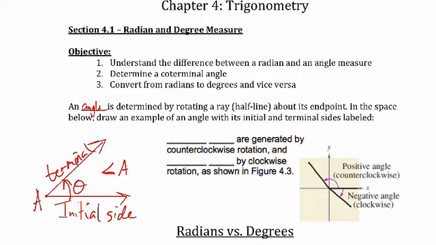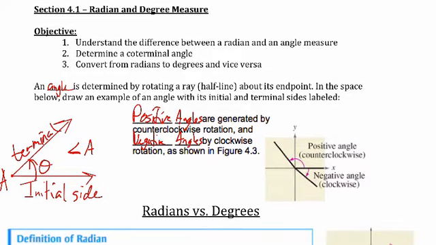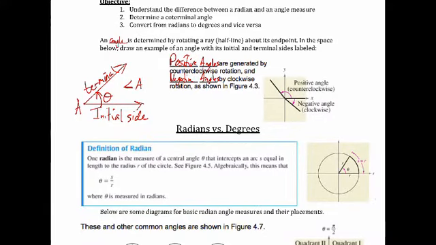A couple different things. Positive angles are generated by rotating counterclockwise, going the opposite of a manual clock. Negative angles, you do a clockwise rotation, as you see in figure 4.3. So again, counterclockwise is kind of like up and to the left, and it's down and to the left for negative angles. For radians and degrees, let me zoom in on that.